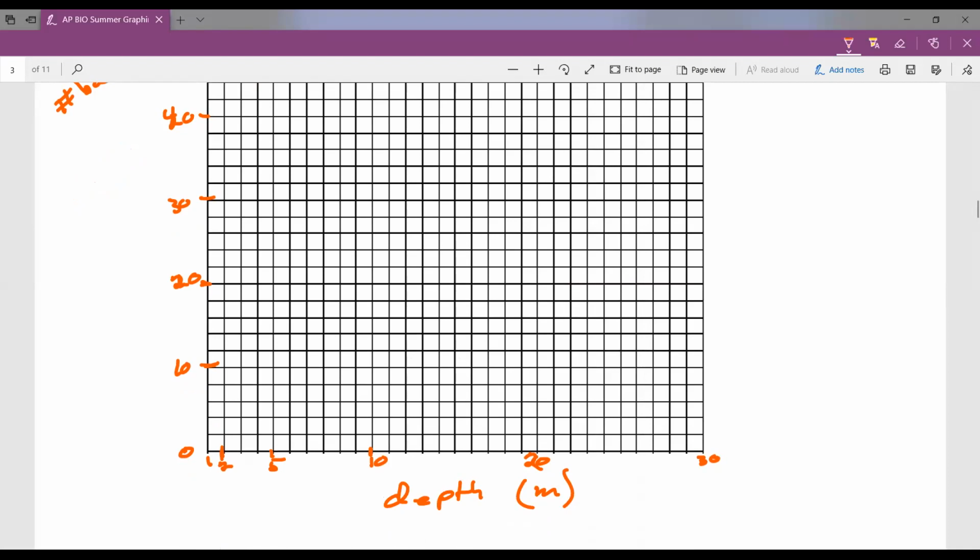Next. 16. 16, 11, yep. 12, 13, 14, 15, 16. 25. 21, 22, 23, 24, 25. And 30. Okay, so right there.